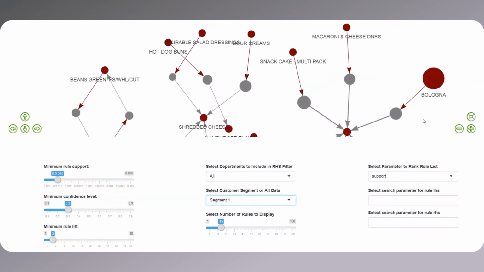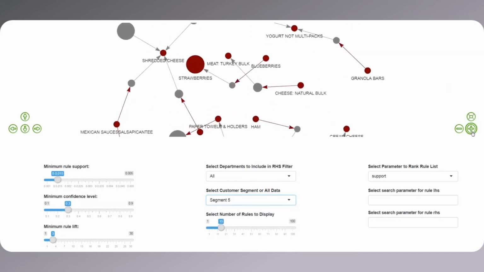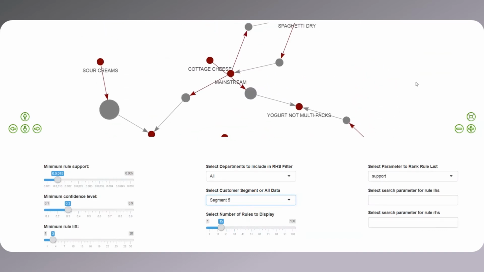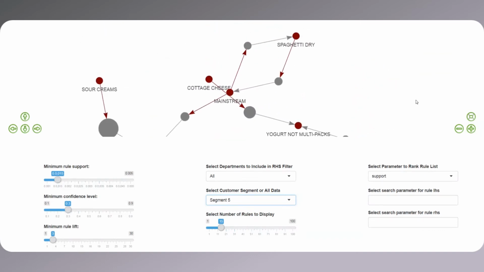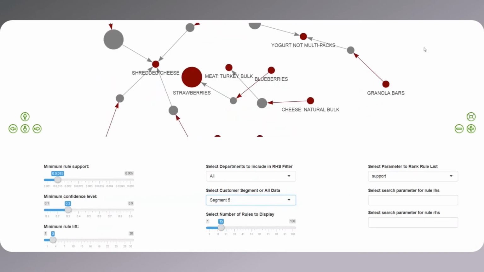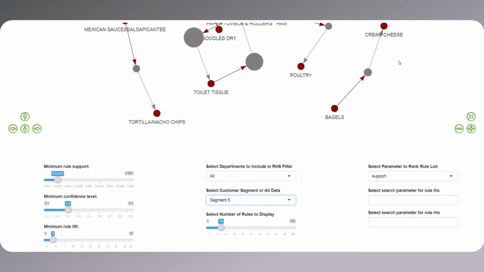We see something similar as well in segments 2 and 3. Segment 4 is a little bit small, so we don't have enough data to look at that one. But in segment 5, we see a different story. So segment 5, the shelf price spenders, we see cottage cheese, yogurt, blueberries and strawberries, natural bulk cheese, but no white bread to be found.